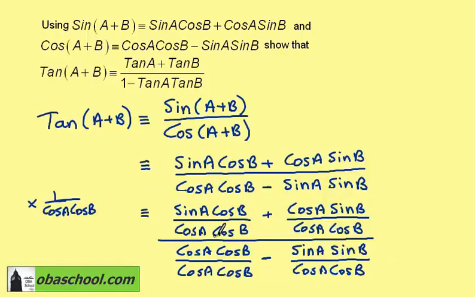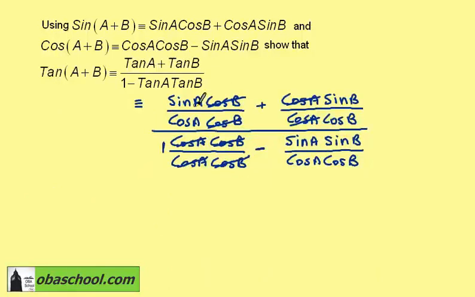We now have lots of cancelling that can be done. Cos B's cancel here, cos A's cancel here, cos A's and cos B's cancel here, leaving us with just 1. And then we can tidy.